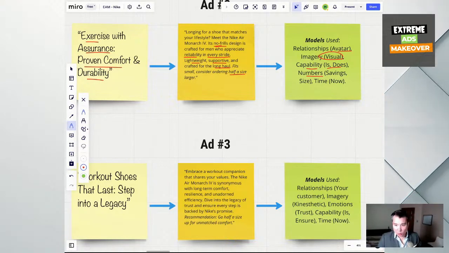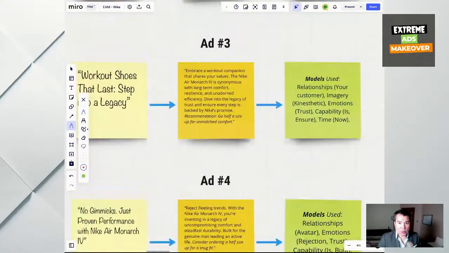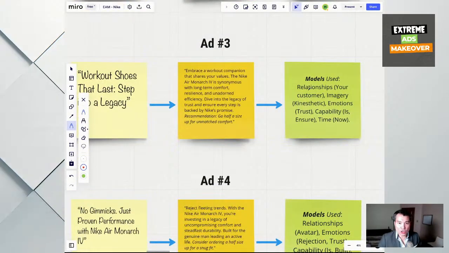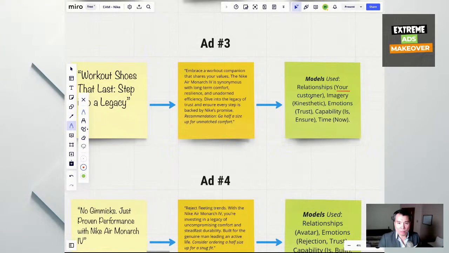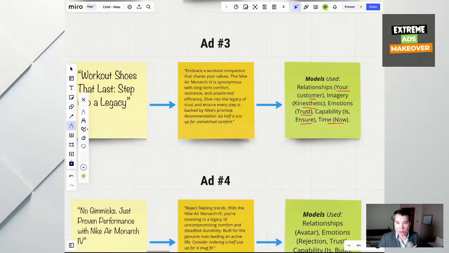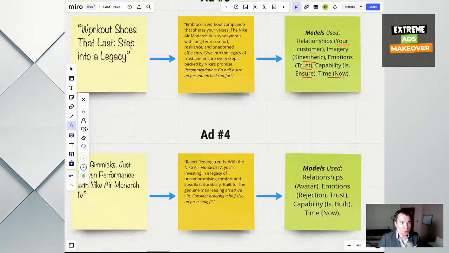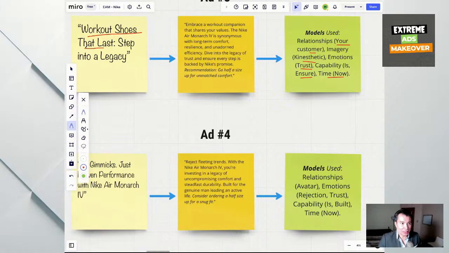How about ad number 3? Let me see. Go to ad number 3 over here. I will move down a little bit. At number 3, same thing. It's about the relationship, it's about your customers. The kinesthetic, the emotion of trust, capability is ensure and now. So a workout shoe that lasts. A workout shoe that lasts.